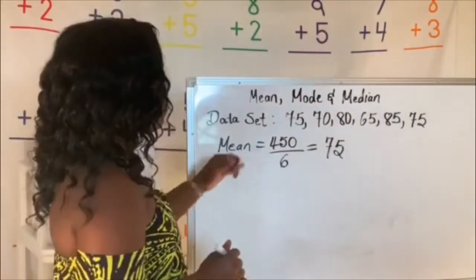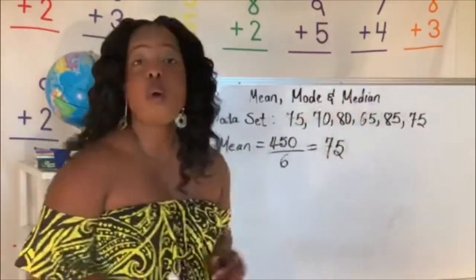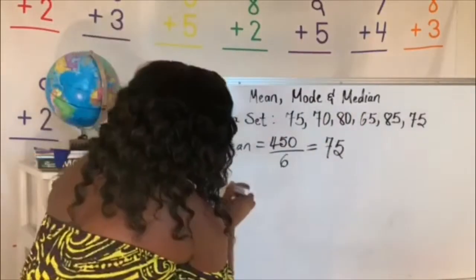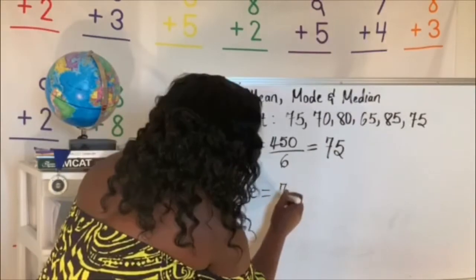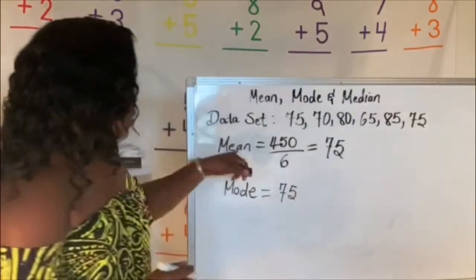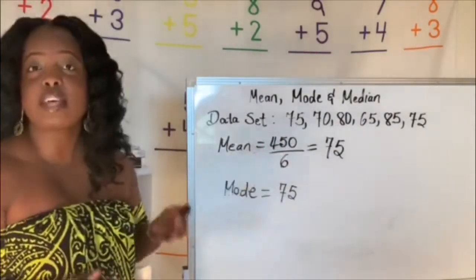If you notice, we have 75 popping up twice in the data set. So in this case, our mode, which is the number that occurs the most, is also 75. So again, our mean is 75, our mode is also 75.